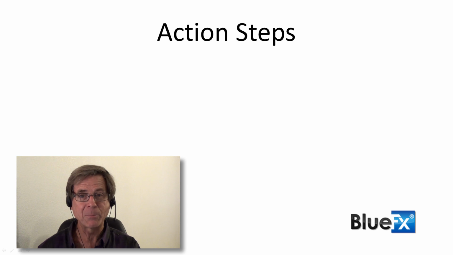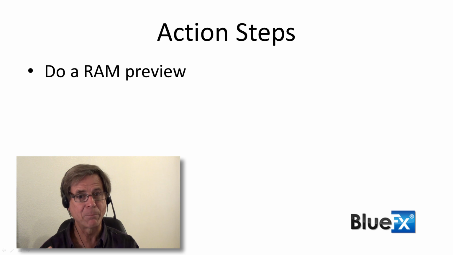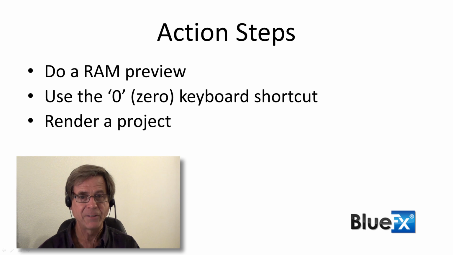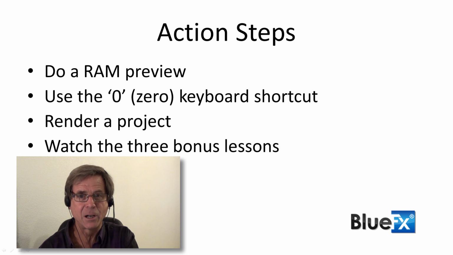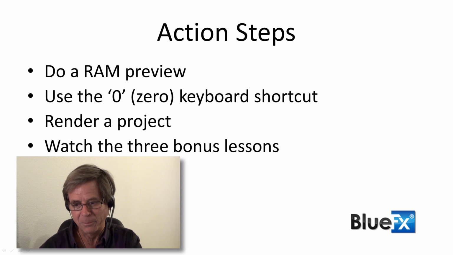Alright, to wrap up this chapter, it's time to do some action steps, time to do some hands-on work. What I suggest you do now is to do a RAM preview using the standard button pushing method, then do the keyboard shortcut method to do a RAM preview, and then finally render your project. When you've completed all that, I suggest you watch the 3 bonus lessons that come after this chapter, and I'll talk about those in a little bit. Let's get started by working inside After Effects and doing a RAM preview.